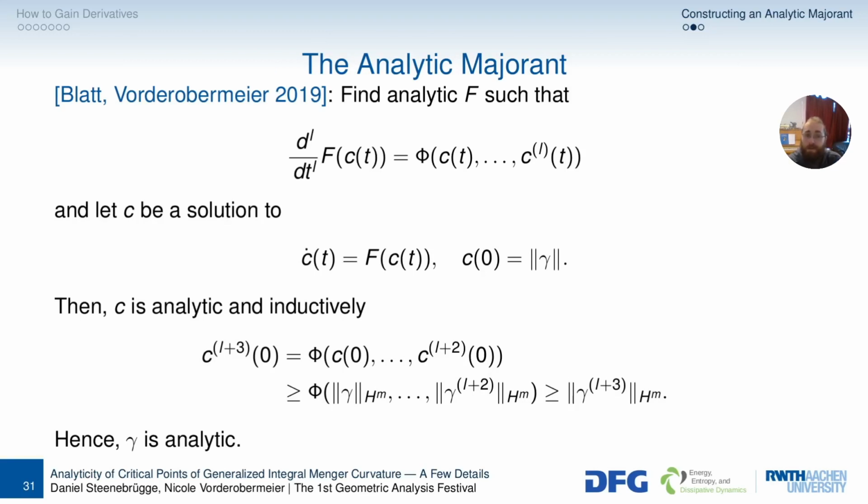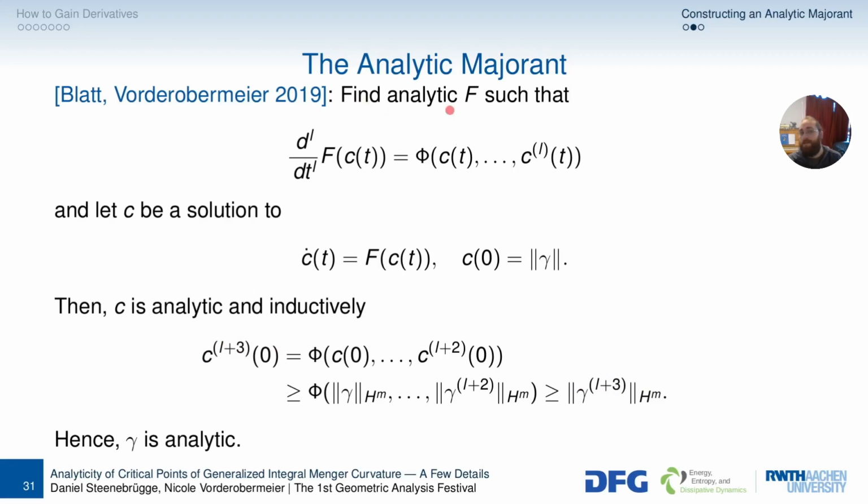What do we want to do? Well, we want to find an analytic f such that the alpha derivative of f is equal to our upper bound for the right hand side, if we plug in some function c on both sides. And if we take that c to be a solution of c dot equal to f of c of t, and if f is analytic, then c is analytic, and then, by induction, it turns out that the L plus third derivative of c is greater or equal than the L plus third derivative of gamma, and since c is analytic, so is gamma.